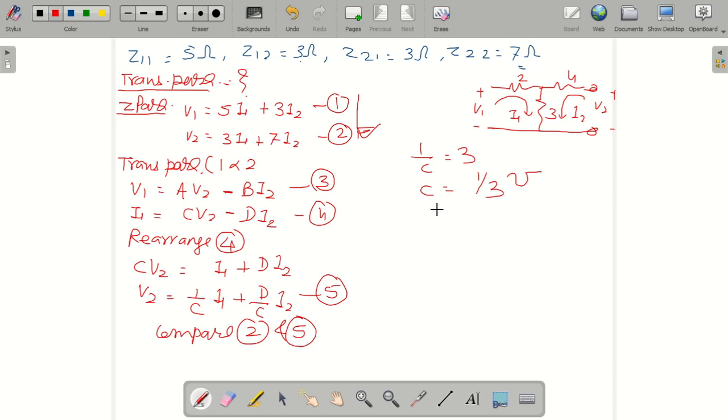And D by C equal to what? 7. Right? D by C equal to 7. Just here, D by C I2 and 7 I2. So D by C equal to 7. So D equal to what? D equal to 7C. So 7 and C is how much? 1 by 3. So in this way you will get this one.